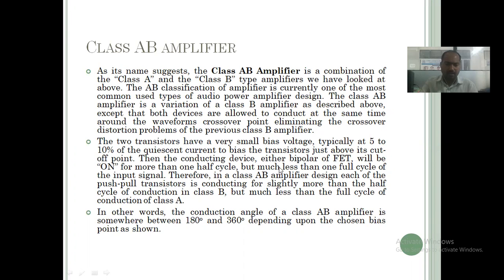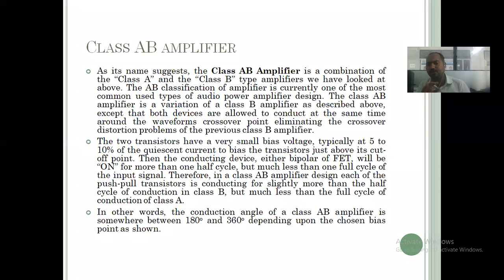Then the conducting device, either bipolar or FET, will be on for more than one half cycle, but much less than one full half cycle. I already told you, we know that class A is the full 360 degrees, class B is 180 degrees, and class AB should be greater than 180 degrees but less than 360. It indicates that. Why is it so?